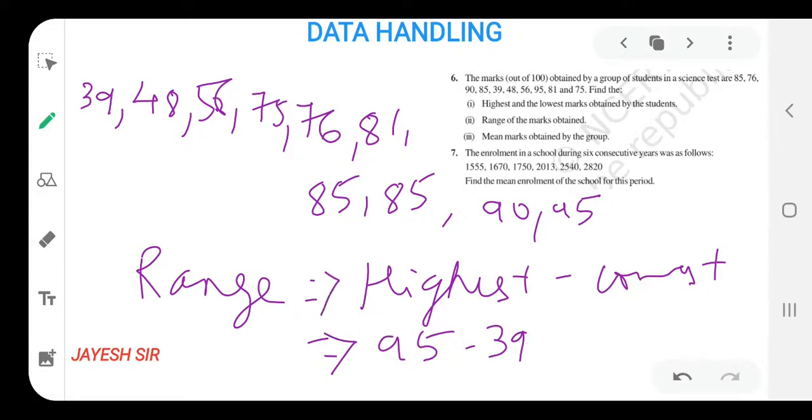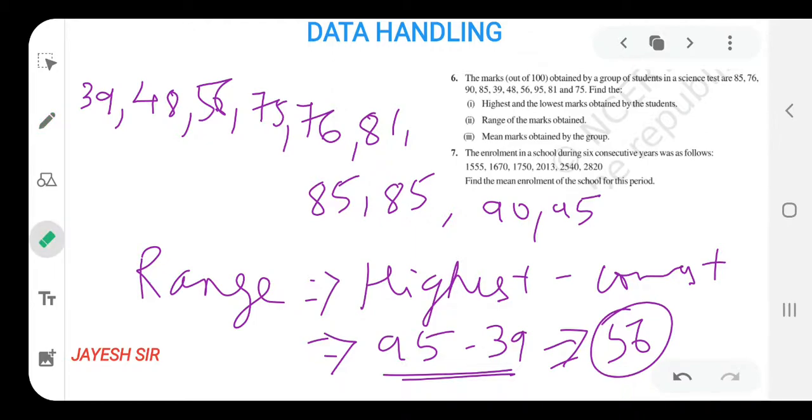So friends, if you are writing till this step that 95 to 39 is the range, then also it is okay, no need to subtract. If you are subtracting, then it's well and good, but till this step is also okay. After subtracting it, we will get the answer as 56. I hope you all might be getting it.